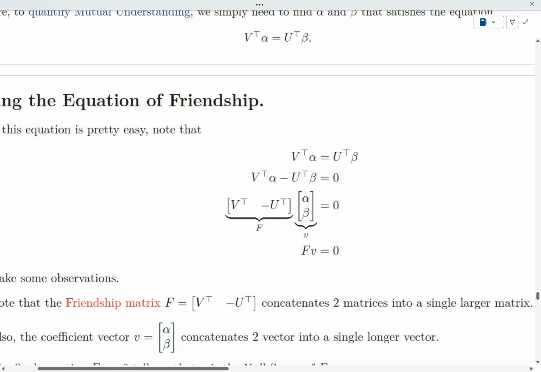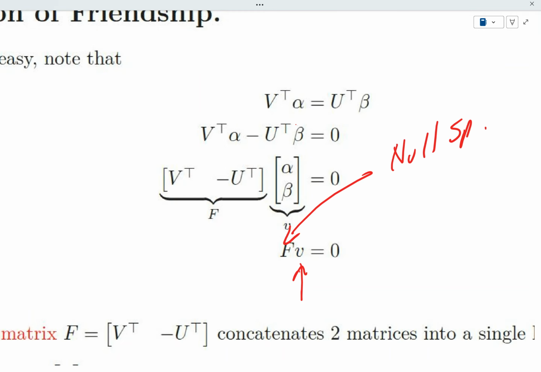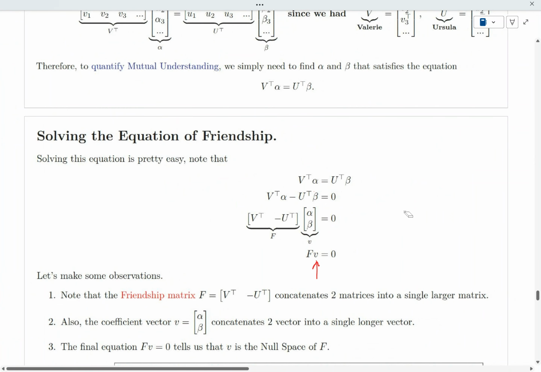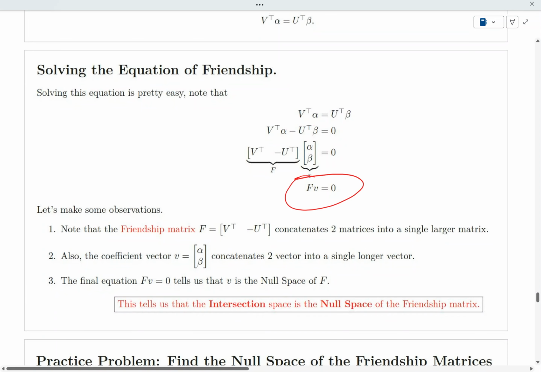So this means that if we simply solve for V, we will know all the possible alpha and beta values that intersect with each other. And it turns out that to find this, we simply need to find the null space of F. Okay, so this is the null space. And by solving this, it essentially gives us the intersection between the two friends.